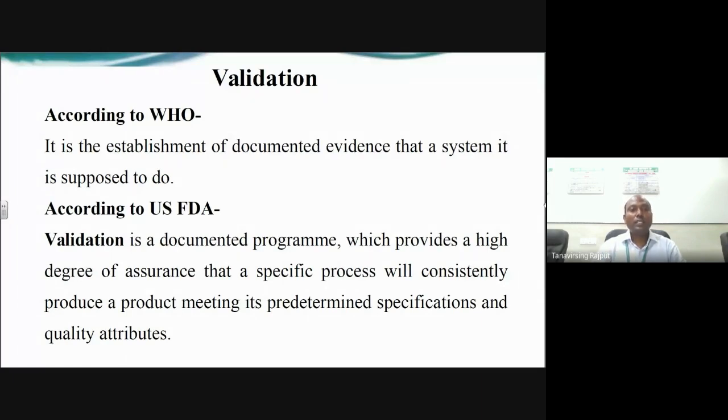And as per the US FDA, it is a documented proof which provides assurance about a particular process. If you are using a particular process for the manufacturing of a particular product or for the analysis of a particular dosage form, then whatever result or product we are getting meets its predetermined specification as well as quality attributes. In short, it is documented proof that gives us the assurance that if you are using that process, whatever result we are getting is a quality result.